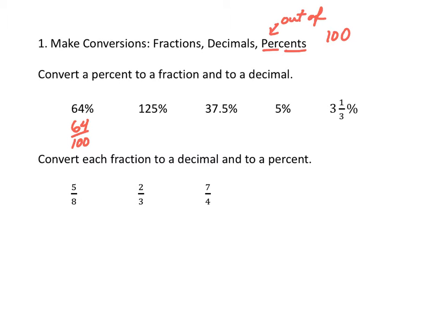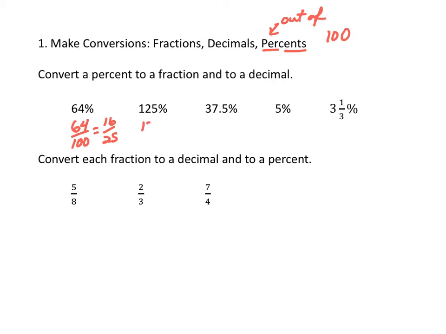Now, when we convert percents to fractions, be sure to reduce the fractions to simplest form. Always reduce fractions to simplest form. So whatever the greatest common factor is there, so let's say 4, that's going to be 16 out of 25.